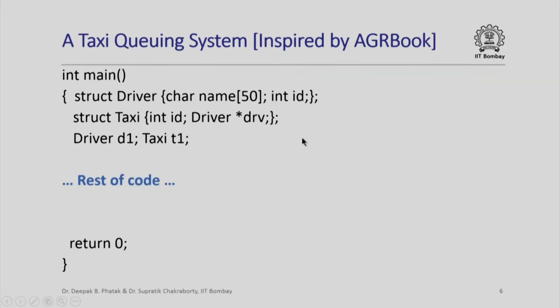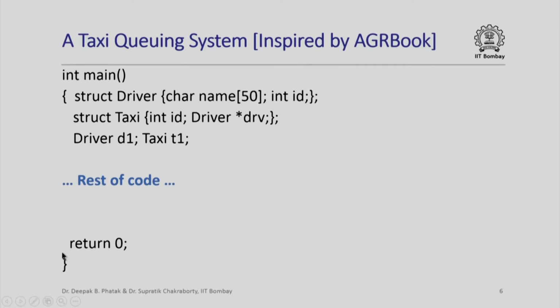Let us see how this memory layout might look for a simple program like this. This program is actually part of a taxi queuing system. We will see the complete program for the taxi queuing system in a later lecture, and this problem is actually inspired by an example in AGRBook.